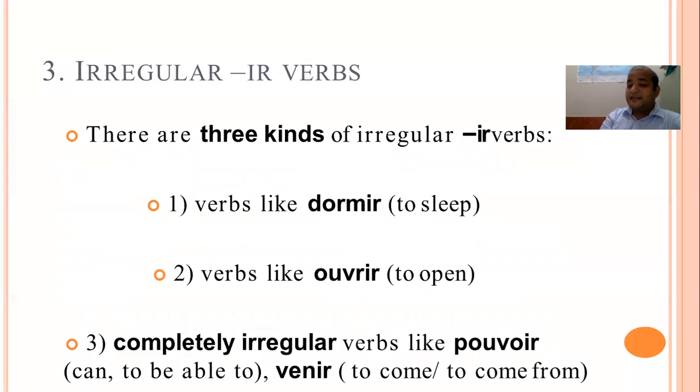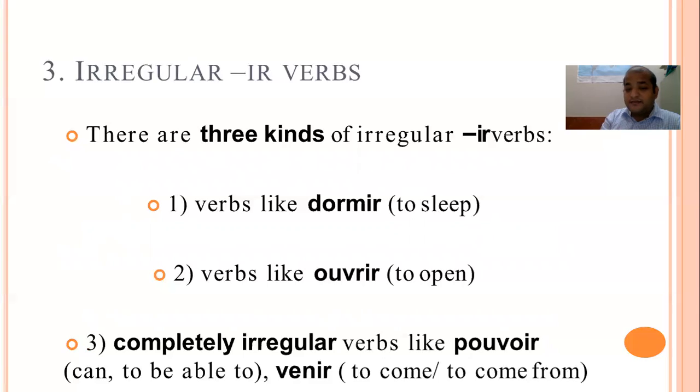Now the irregular IR ending verbs. There are some categories of these irregular verbs. The first category of irregular IR ending verbs is the verbs like dormir, which is to sleep. The second category is like the verb ouvrir. And the third category is completely irregular, like pouvoir, which is to be able to, can, or venir, which means to come or to come from.